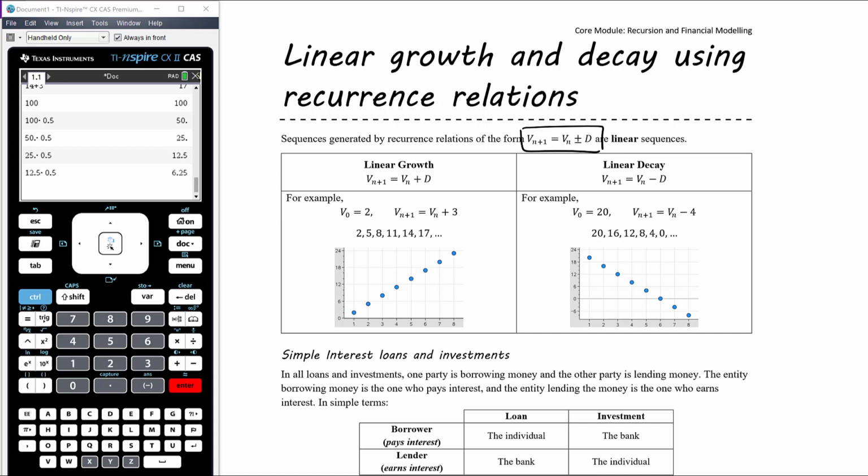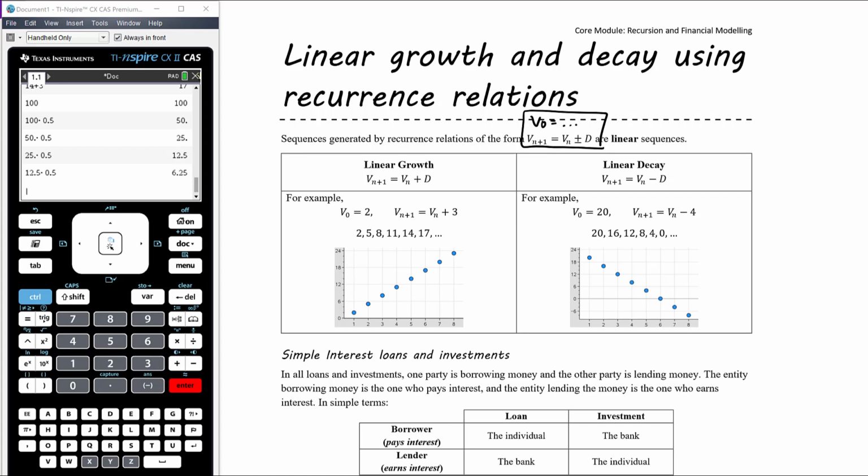Obviously, you've also got the V0. So yeah, sorry, I shouldn't have called that a recurrence relation without the V0 as well. Okay, so we would have both bits, V0 equals something, and Vn plus 1 is Vn plus or minus a value. Okay, so this will change from recurrence relation to recurrence relation, but the key idea here is that what we're looking at is sequences where all we do from one term to the next is add on a value or subtract a value.